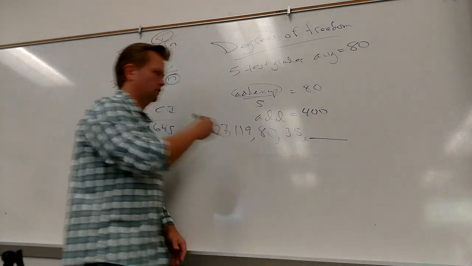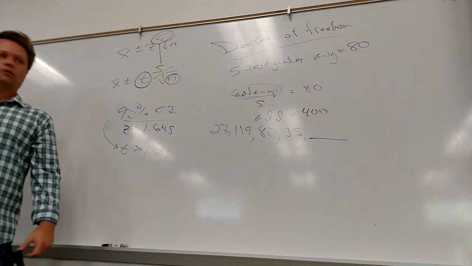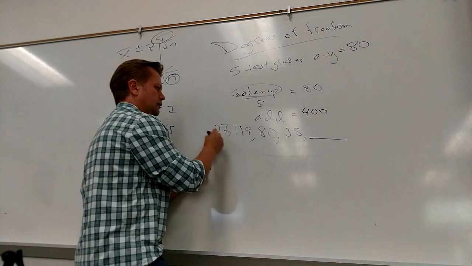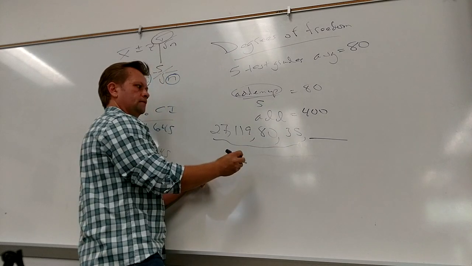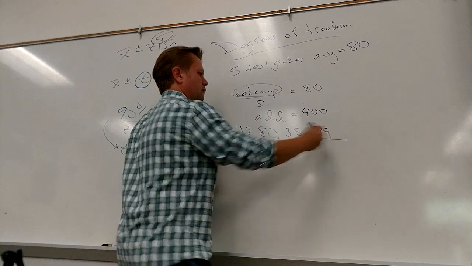So what does that have to be? Because what do you get when you add these up? 261. And I need to get 400, so it's got to be 139.